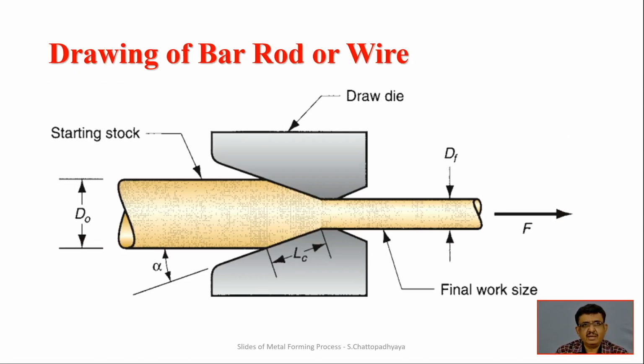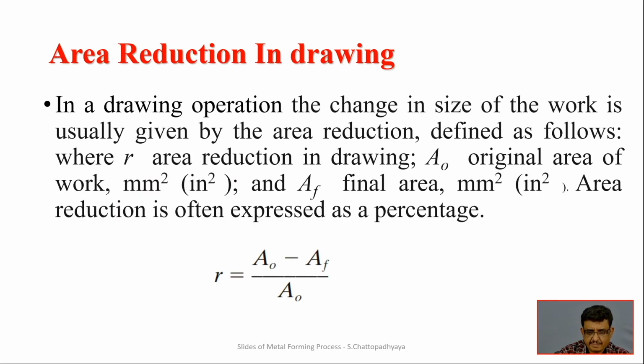This is again the picture of what we have discussed: drawing of a bar, rod or wire, where the initial stock having diameter D0 enters to get the final dimension Df, the final work size. The pulling force is there, the draw die is there, and there is a critical length, where the work is in contact with the inclined die, given as Lc. Now, we will go into the solution of the problem.